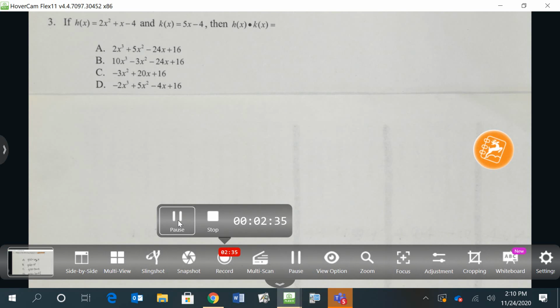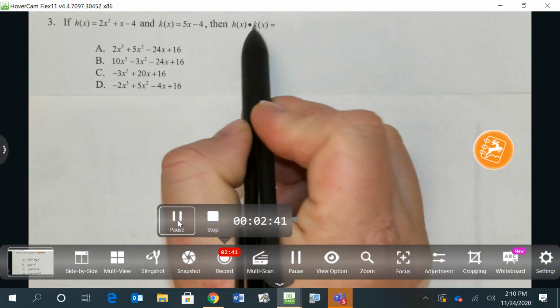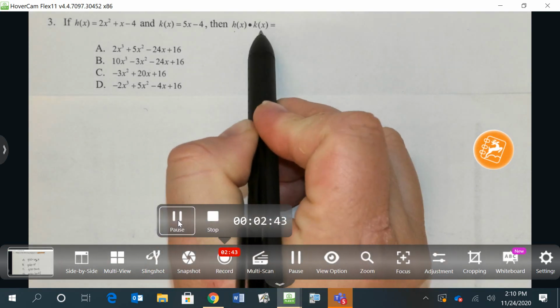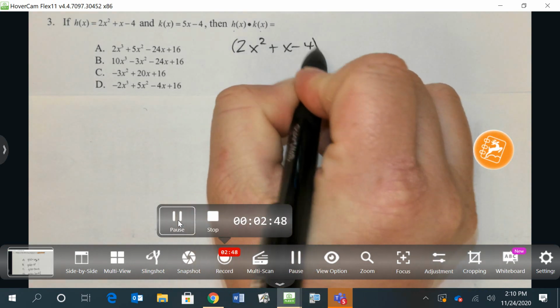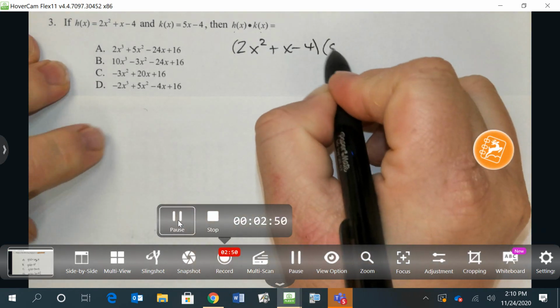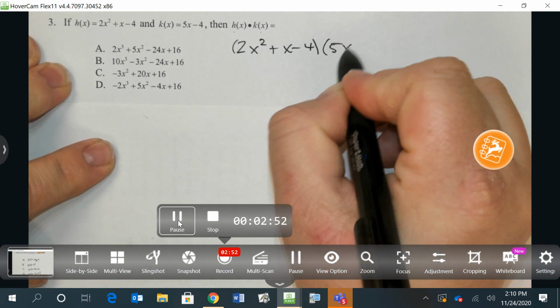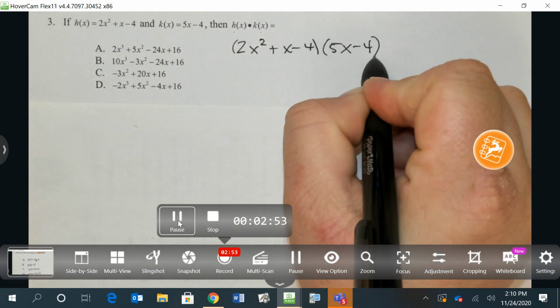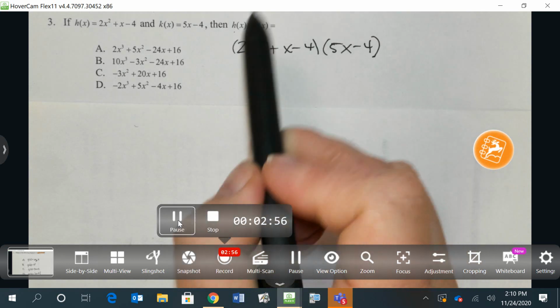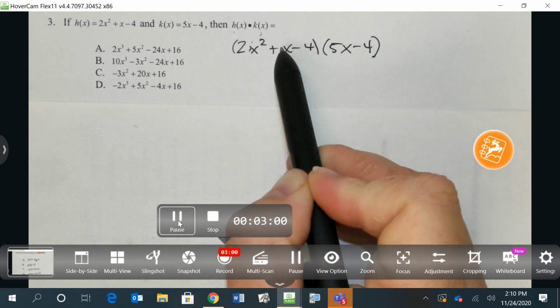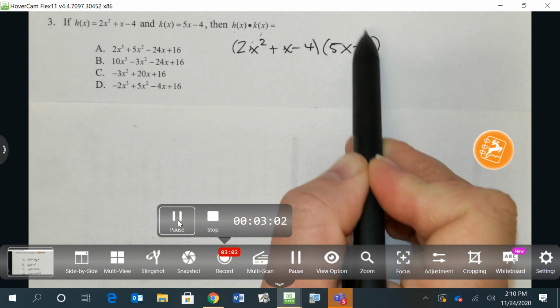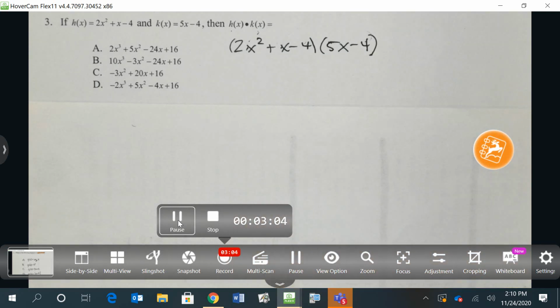If the equation h of x equals 2x squared plus x minus 4, and k of x equals 5x minus 4, then what is the result of h times k? So I'm going to write out h, and I'm going to write out k, and this is just kind of a lengthy process of distributing. So I'm going to get 6 different terms when I distribute, just so you understand. I'm going to take this times this, there's 1, and 2, and then 3, and 4, and then 5, and 6. And then I'll combine like terms.